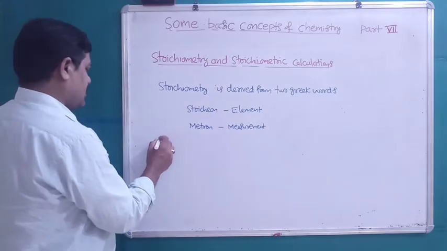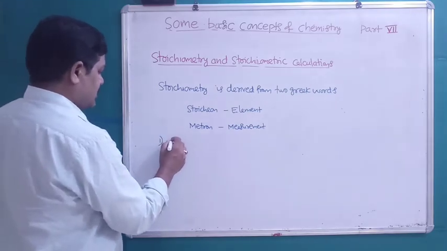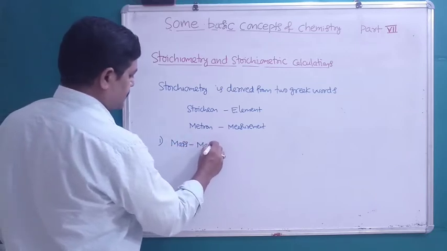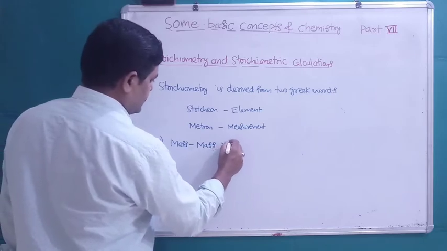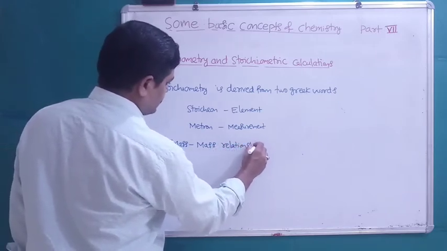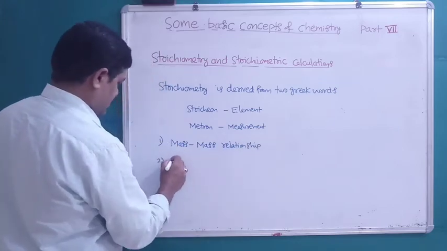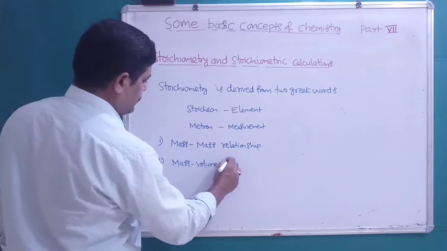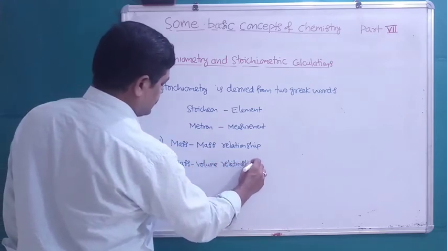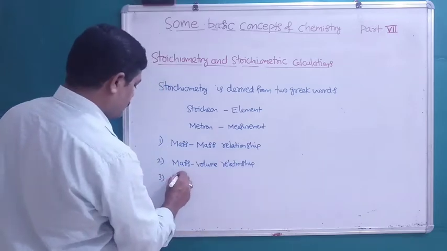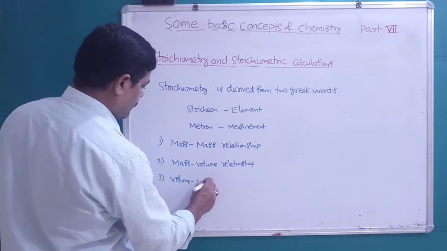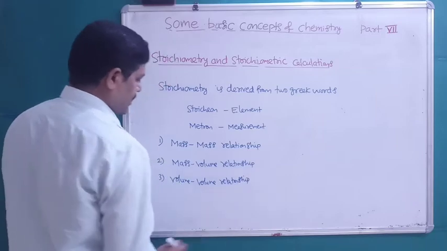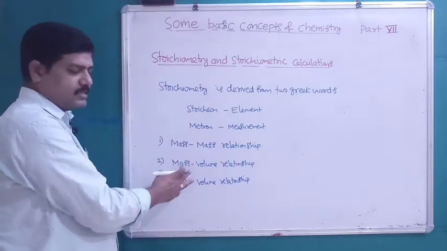This can be done in three methods. One is mass relationship, two is mass volume relationship, and three is volume relationship. Three different methods are there.